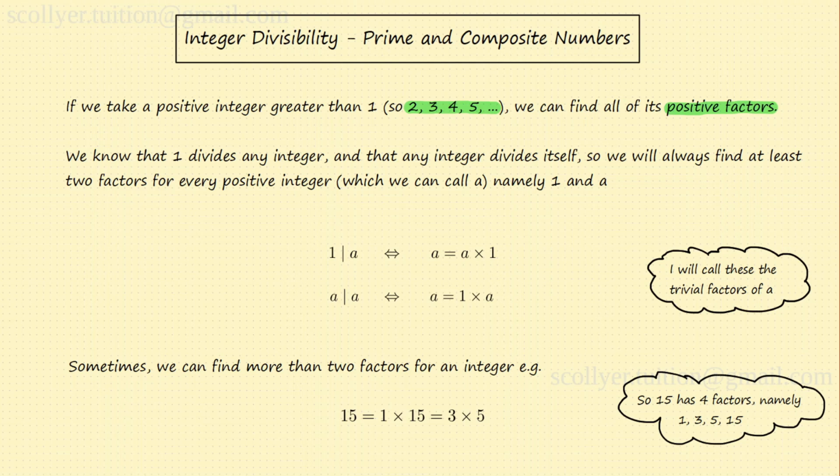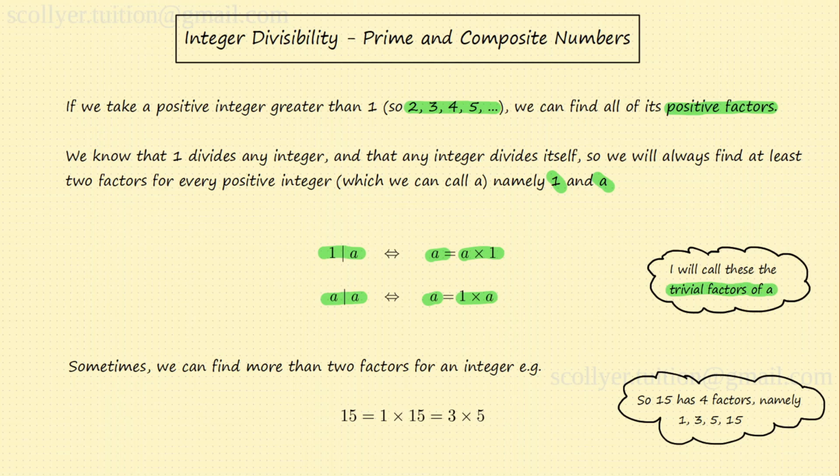Now, every integer a has at least 2 factors. 1 divides any integer a because a times 1 is a, and a divides itself because 1 times a is a. And these 2 factors, 1 and a, I shall call the trivial factors of a.